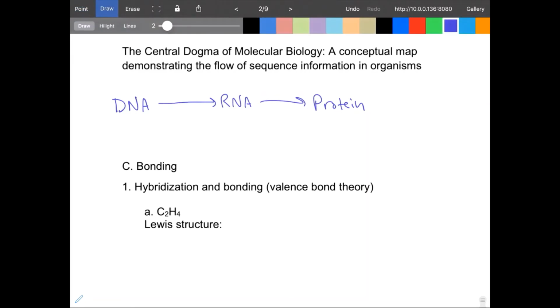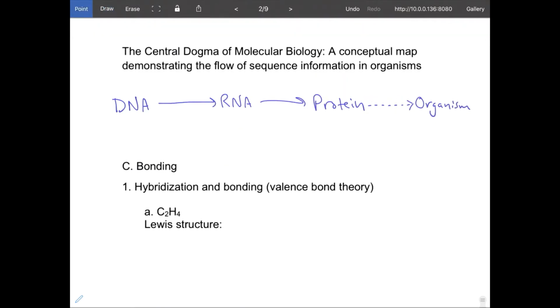However, I actually like to add another layer to this. I'm going to draw a dotted line because they don't really put this in books. But I think it's important to think that ultimately we're talking about the organism. And this arrow here is protein function. This highlights that proteins are essentially where the rubber meets the road, if you want to put it that way.